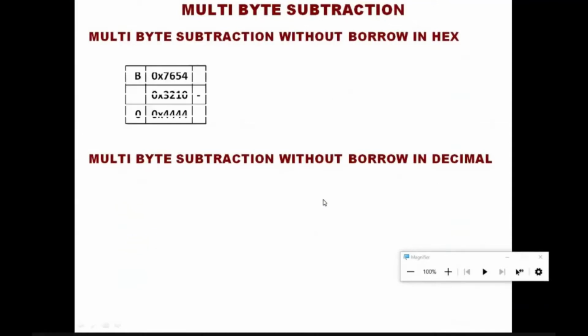So, multi-byte subtraction without borrow. Now we go for multi-byte subtraction without borrow. You can see multi-byte subtraction: 7654 minus 3210 is 4444. And it is very important to understand.